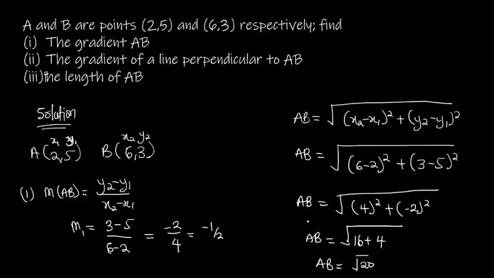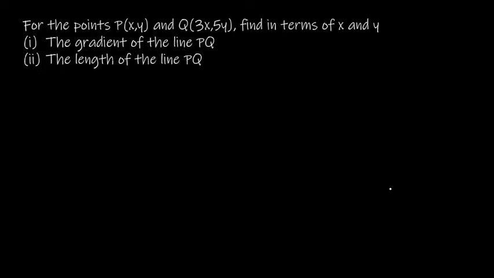So therefore, the length of AB is root 20. And because we don't know the unit in which the axes were labeled, we can just say root 20 units. So if it is in meters, it is root 20 meters. If it is in centimeters, it's root 20 centimeters. Since we don't know the unit in which they are measuring the length of this particular line AB, we just add units attached to it. Alright, so let's go ahead and look at another example.